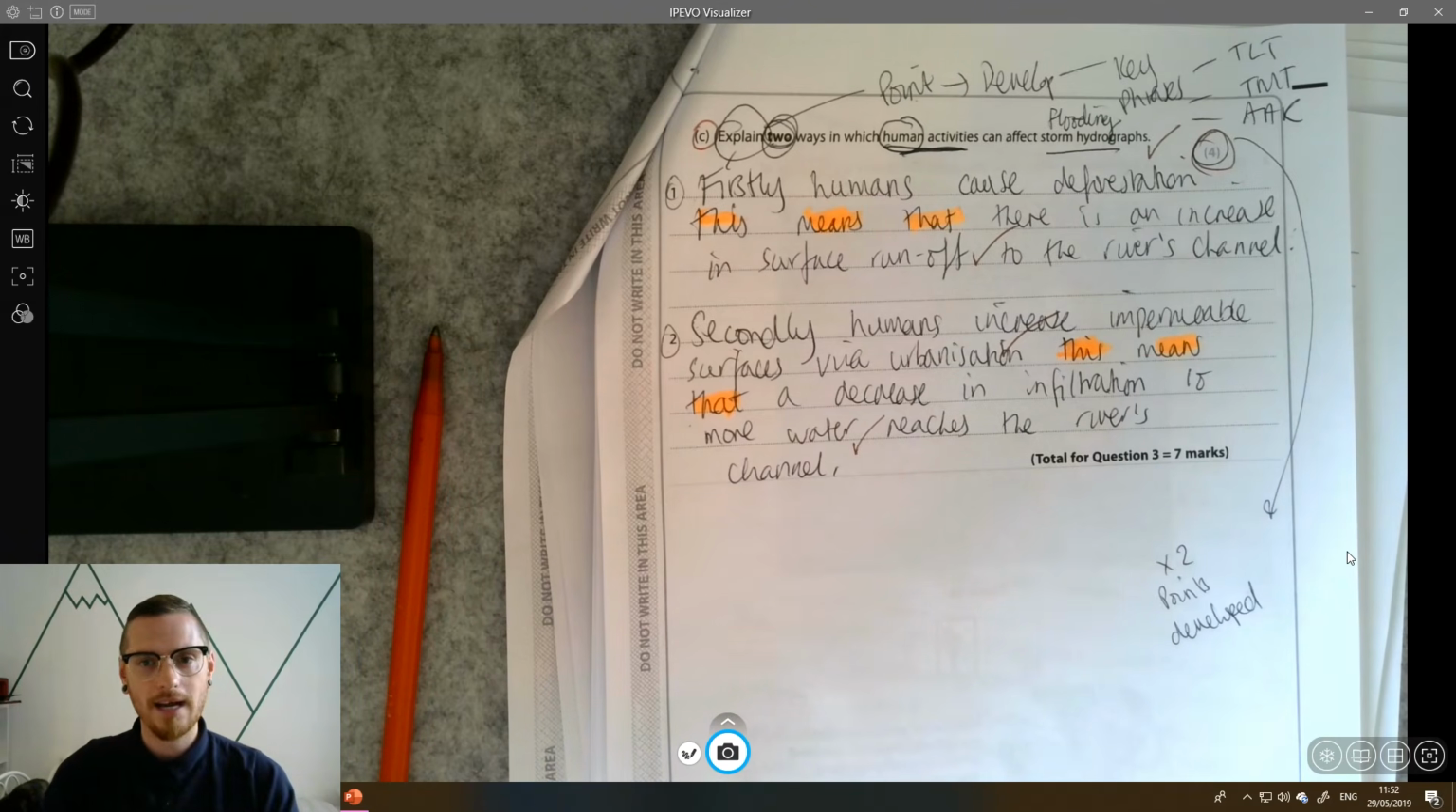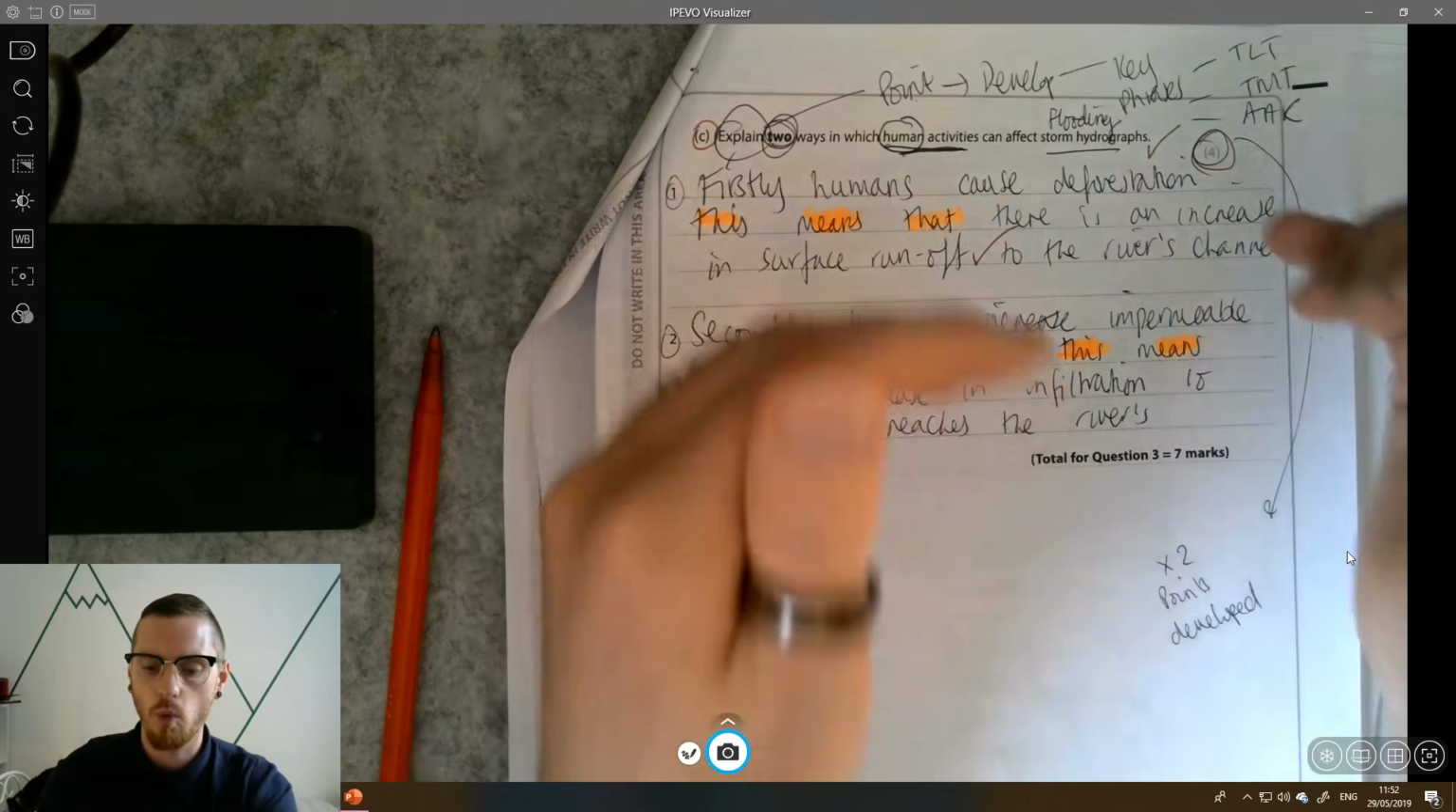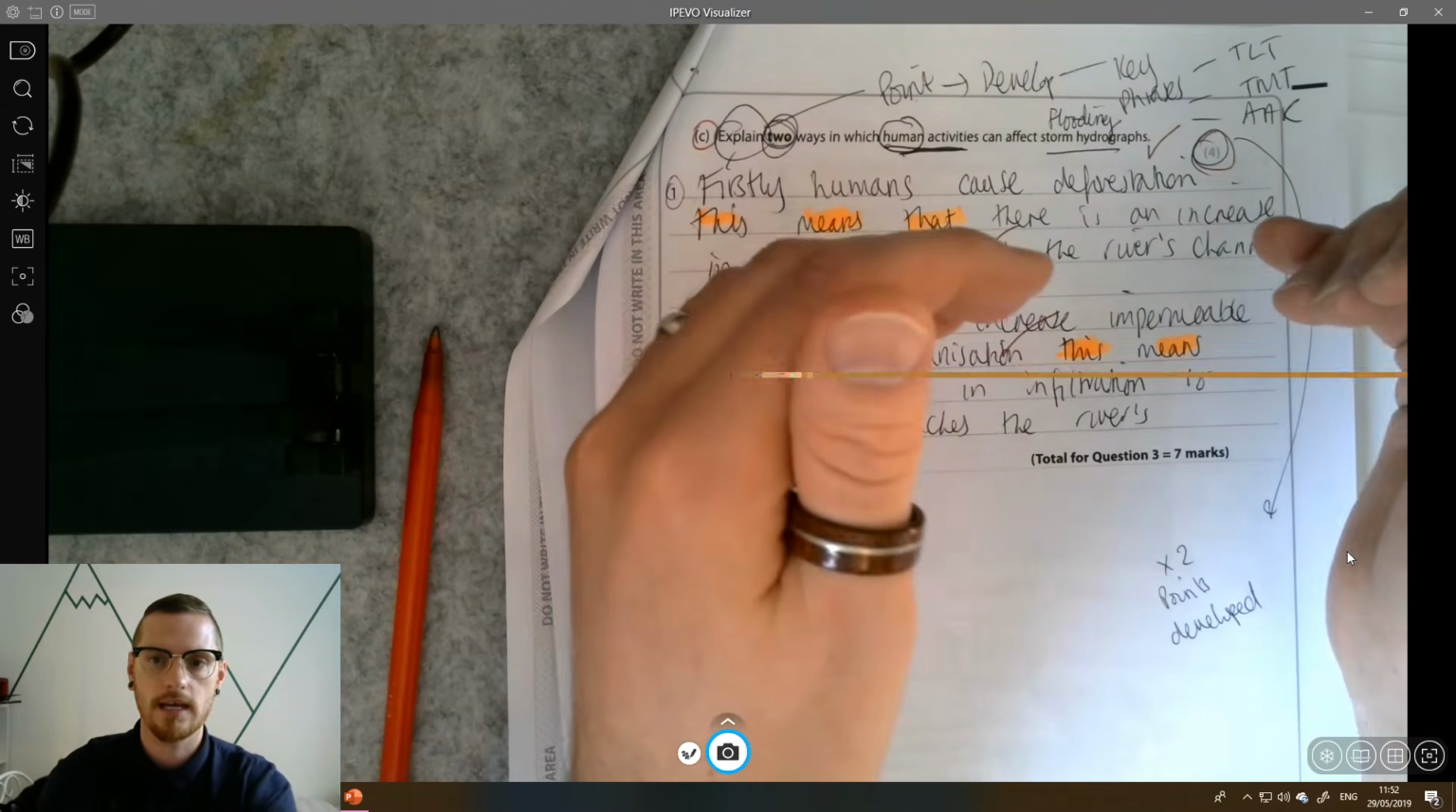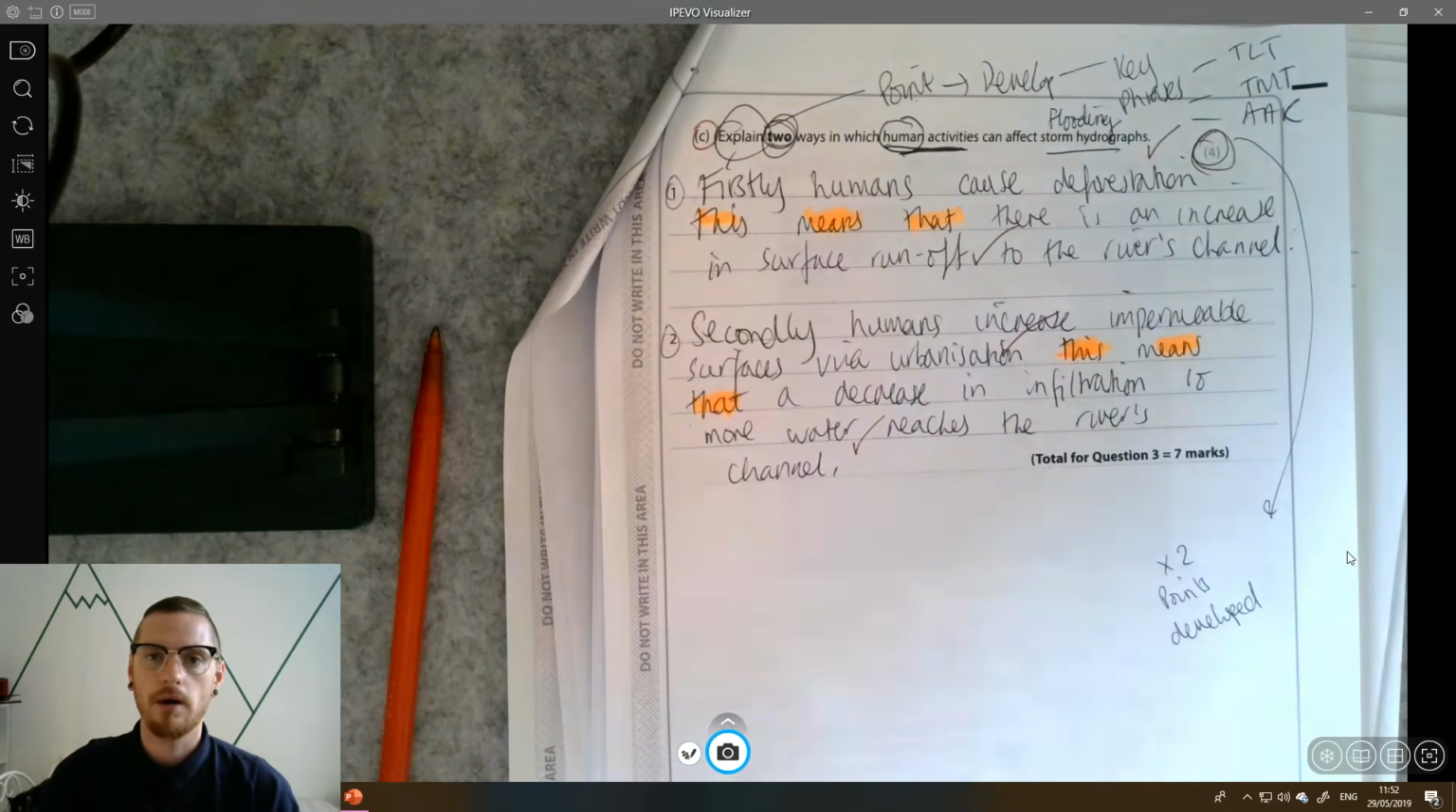Good, they're both valid, they're both human activities, but they're too similar, okay? So what I would say is, don't offer answers in slightly different guises. Make sure your 2 points are clearly different, okay? I don't want one about urbanization and then another one about, I don't know, rural settings. So make it clearly obvious.